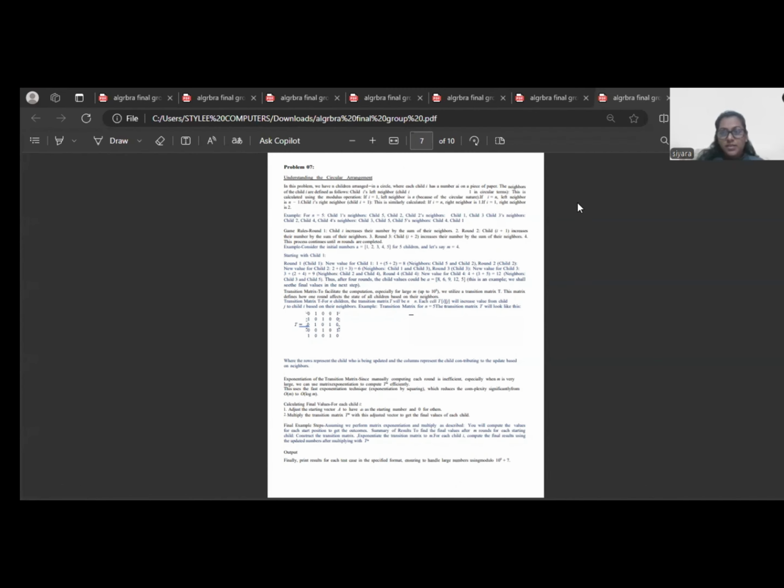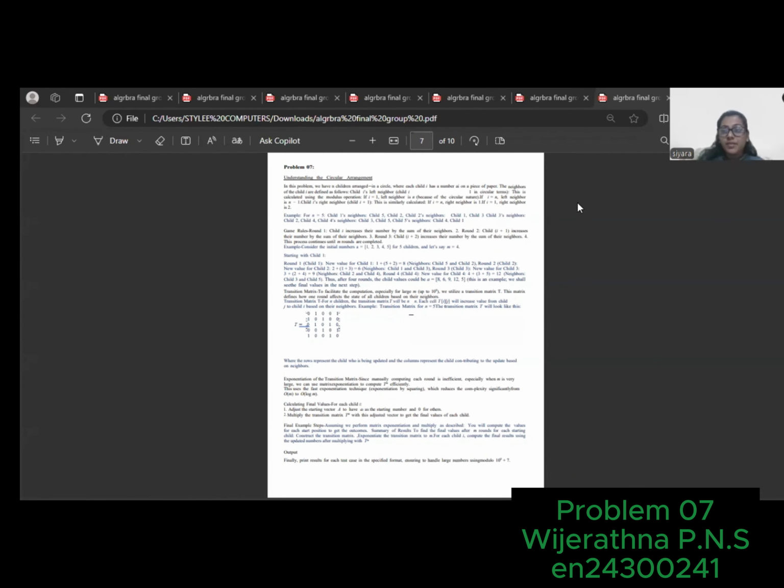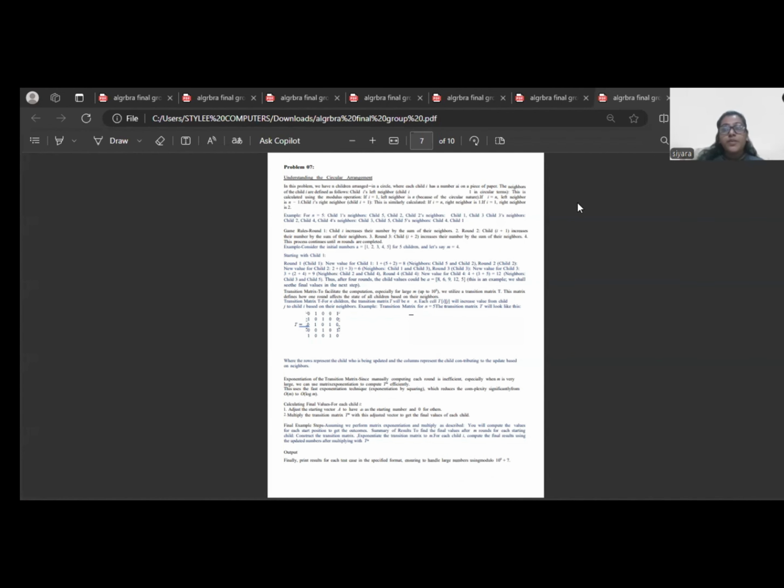Thank you. The circular number game is a fascinating mathematical problem that combines logic, computation, and patterns. Here's how the game works. In each round, one child adds the sum of their neighbors' numbers to their own. This continues for m rounds, moving sequentially from one child to the next. For example, if 5 children start with the numbers 1, 2, 3, 4, and 5, child 1 would first add their neighbors' numbers 5 and 2, making that total 8.